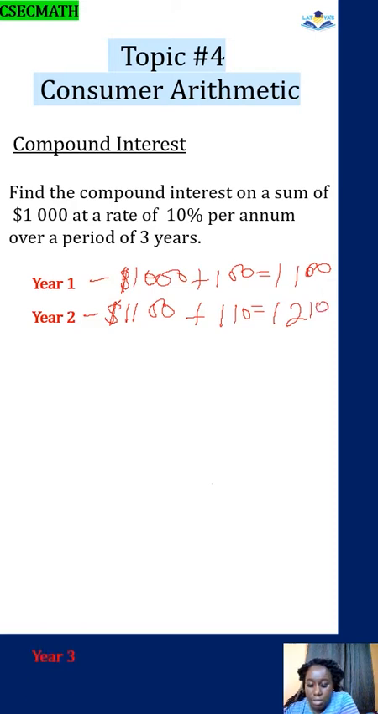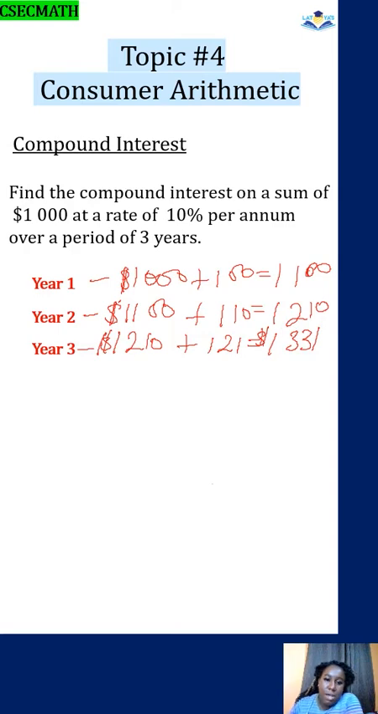$1,210. Year 3, we have $1,210, and we need to find 10% of this, which is going to be $121. And when we add this, we're going to get a total of $1,331. Okay, so the compound interest after the 3 years is $331.